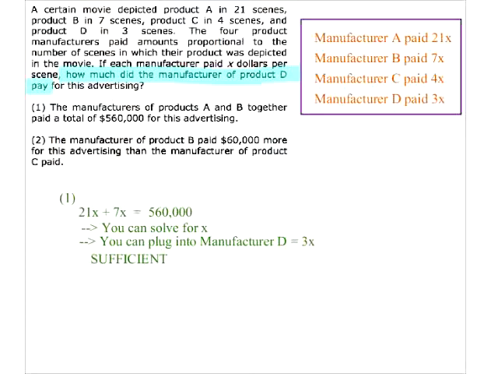Any questions about statement 1? If you have questions about statement 1, go ahead and type them in the text box, please.